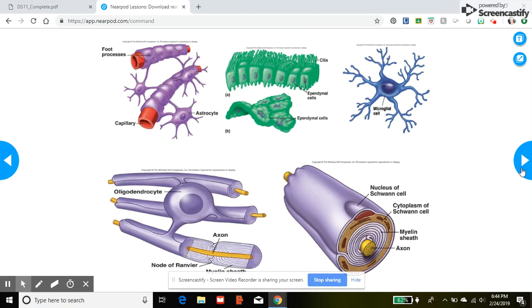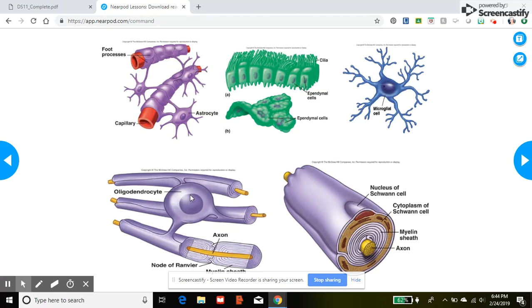Okay, here's just kind of a look at each one of these. So here's the astrocyte, right? Kind of a star shape to it. They're really close to the capillaries. Some of them can even surround and wrap their legs around the capillaries. Those are called foot processes, so you'll see those there. Remember that makes up the blood-brain barrier, so you're going to see a lot of that.